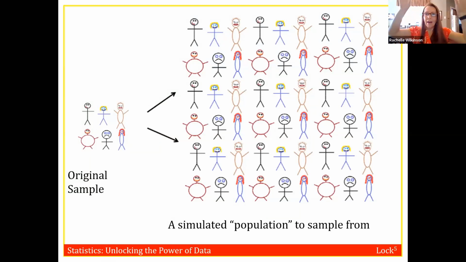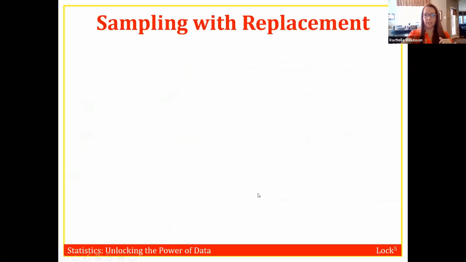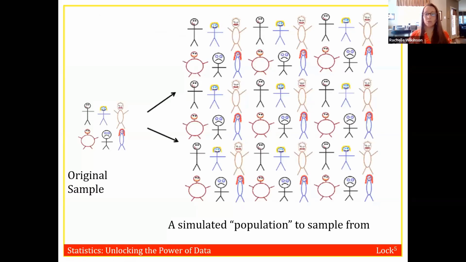And now that I have this simulated population, I could take samples from it. From each of those simulated samples, I could calculate a sample statistic, and then I could see how all those statistics varied, and that should be similar to what the actual sampling distribution looks like. So this is the basic idea behind what we call bootstrapping.